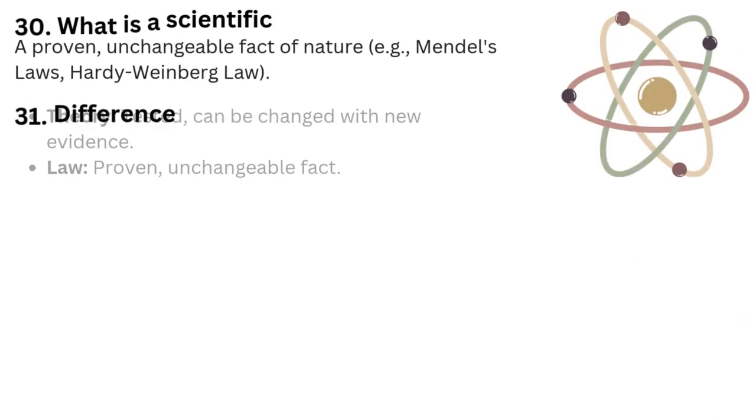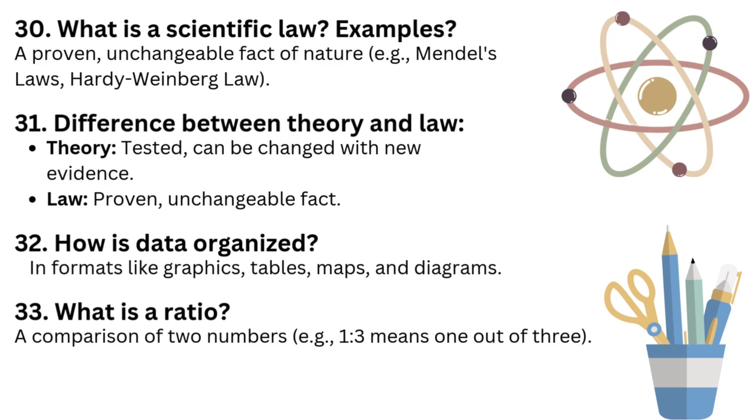What is a scientific law? A proven, unchangeable fact of nature, e.g., Mendel's laws, the Hardy-Weinberg law. Difference between theory and law: a theory is tested and can be changed with new evidence. A law is a proven, unchangeable fact. How is data organized? In formats like graphics, tables, maps, and diagrams.